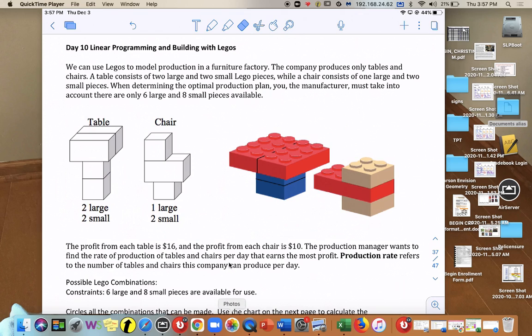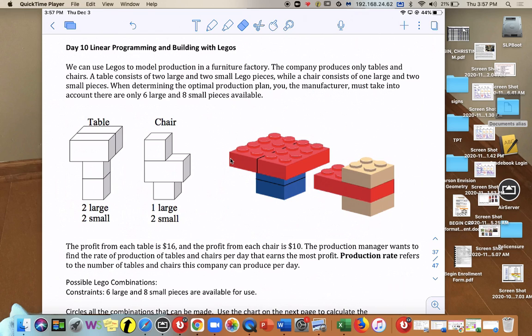So this is where, if we were in the classroom, I would hand out sets of Legos, and each set would have your 6 large and your 8 small. And I would say, all right, play around with it. How many different combinations of tables and chairs can you come up with this set of Legos?